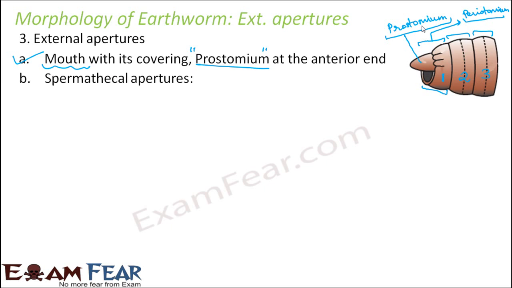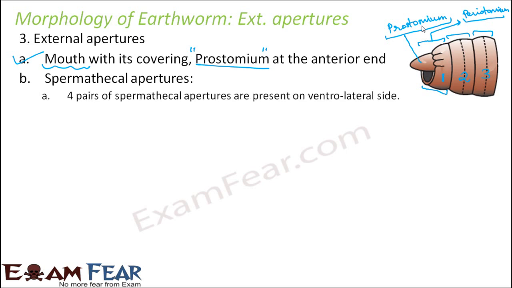Other than the mouth, they also have spermathecal apertures. So where are they located? There are 4 pairs of spermathecal apertures located on the ventrolateral side. That means it is located towards the belly side but sideways. So there are 4 pairs of spermathecal apertures. They are located on the 5th to 9th segment. So this is the advantage of segmentation. You get to know where exactly the organs are located.